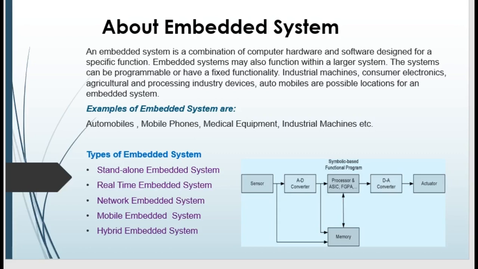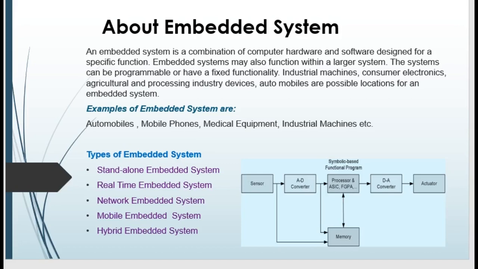There are some types of embedded system: first, stand-alone embedded system, real-time embedded system, network embedded system, mobile embedded system, and last, hybrid embedded system. This is the block diagram of the embedded system. Firstly, we use a sensor. What is a sensor? It measures a physical quantity and converts it to an electrical signal which can be read by an observer or any electronic instrument. The sensor stores the measured quantity in memory.